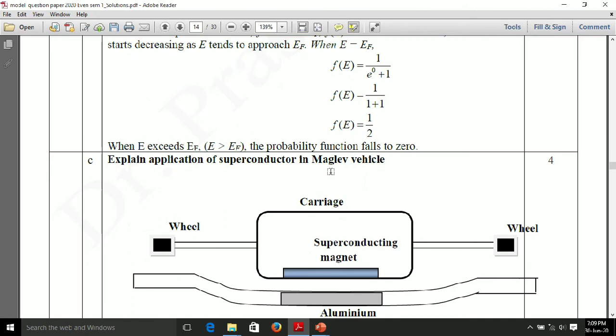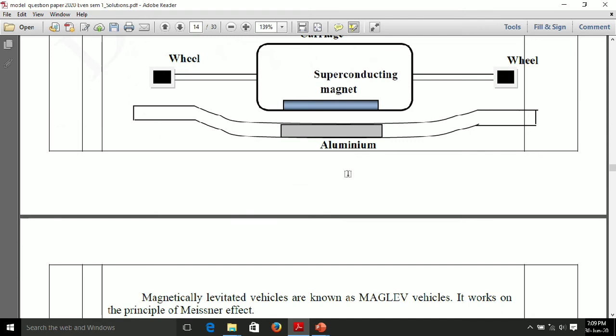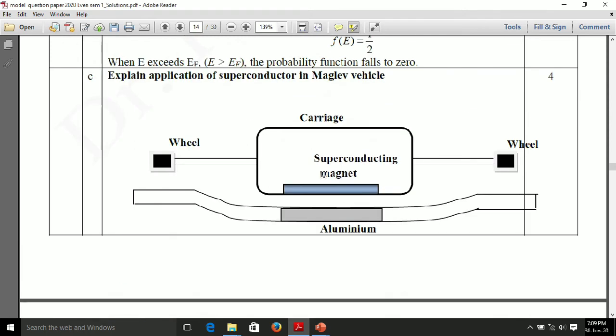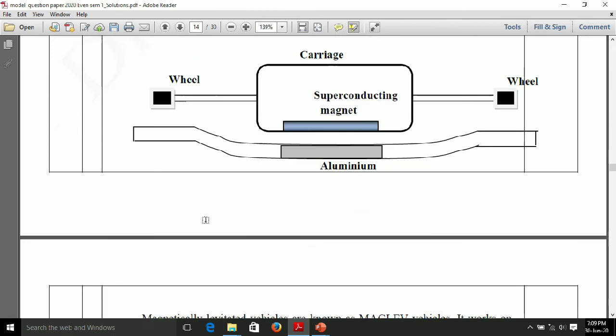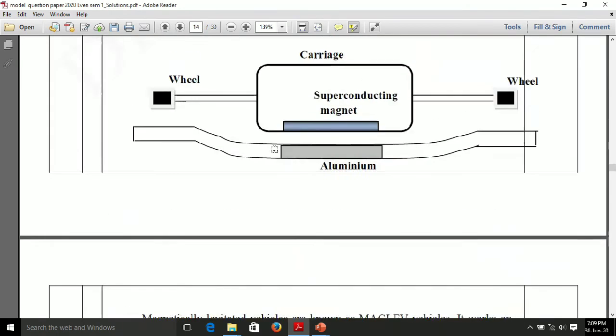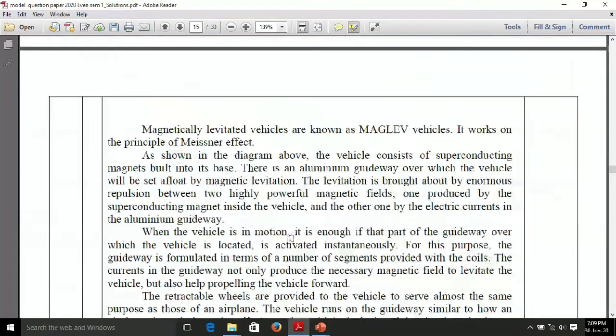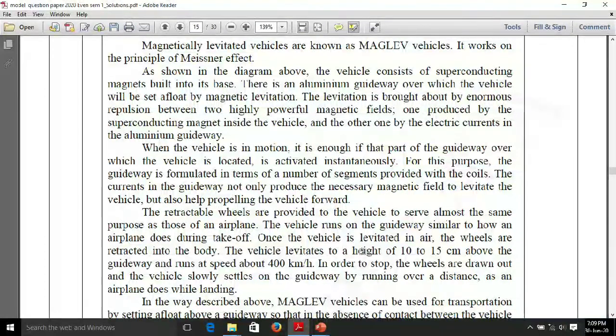Application of superconductor in maglev vehicle. Diagram is essential to explain. With reference to this diagram, sometimes it carries 1 mark in the exam and 3 marks will be given for the explanation. So you have to explain every part of this maglev vehicle, the function of every part of the maglev vehicle, as described here in this paragraph.